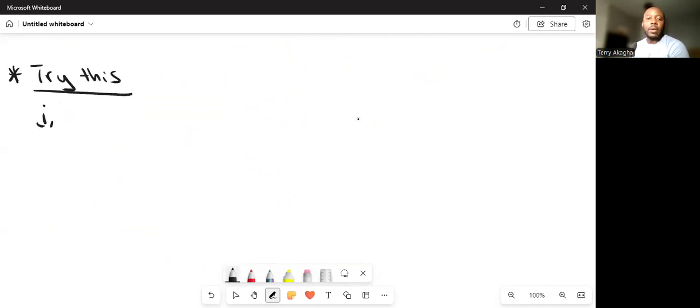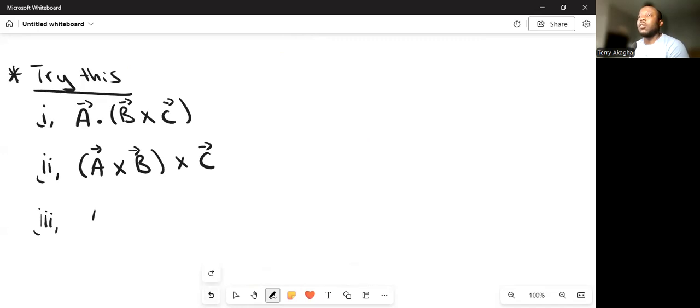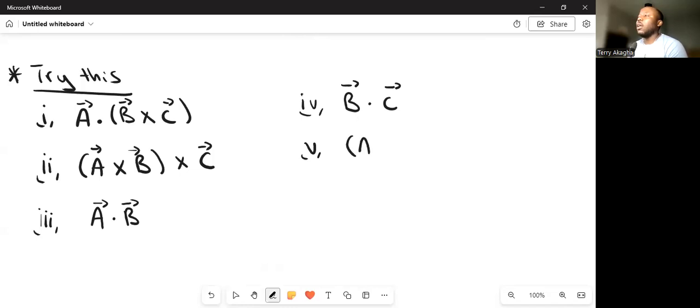So the first one, we have A dot B cross product with C. Number 2, we have A cross product with B, then the answer cross product with C. Number 3, I want you to find just A dot B. Number 4, we want you to find B dot C. And number 5, we want you to find A cross product with C and dot B.